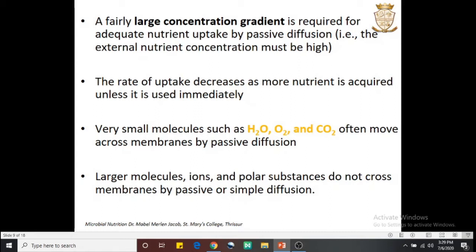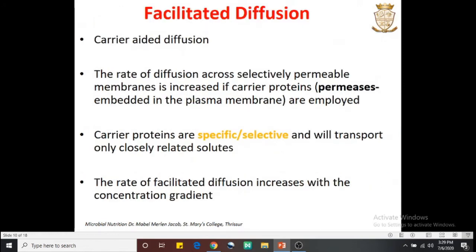Larger molecules, ions and polar substances do not cross membranes by passive or simple diffusion. Only very small molecules can easily move across by passive diffusion. So, that was about passive or simple diffusion. Now, we have facilitated diffusion. Facilitated, the term means assisted. Facilitate means to assist or to help.